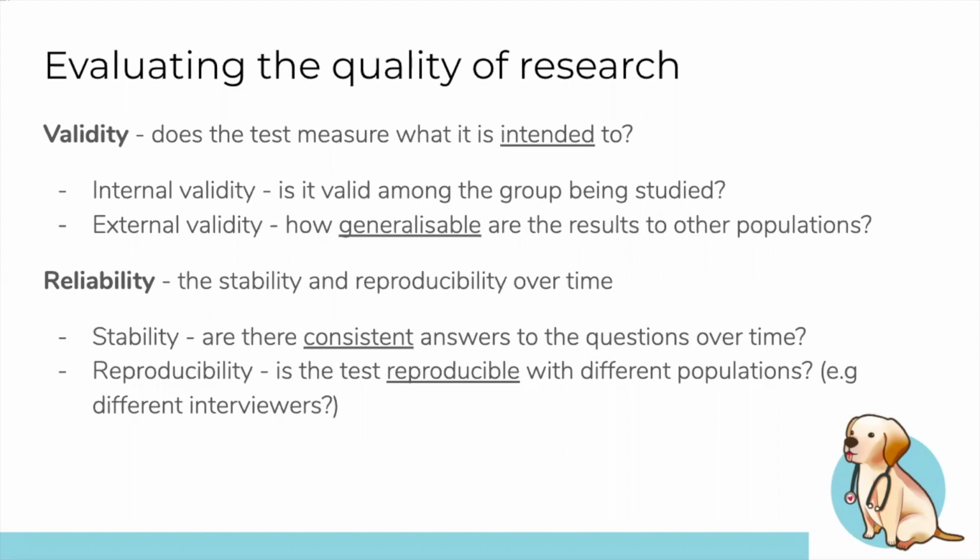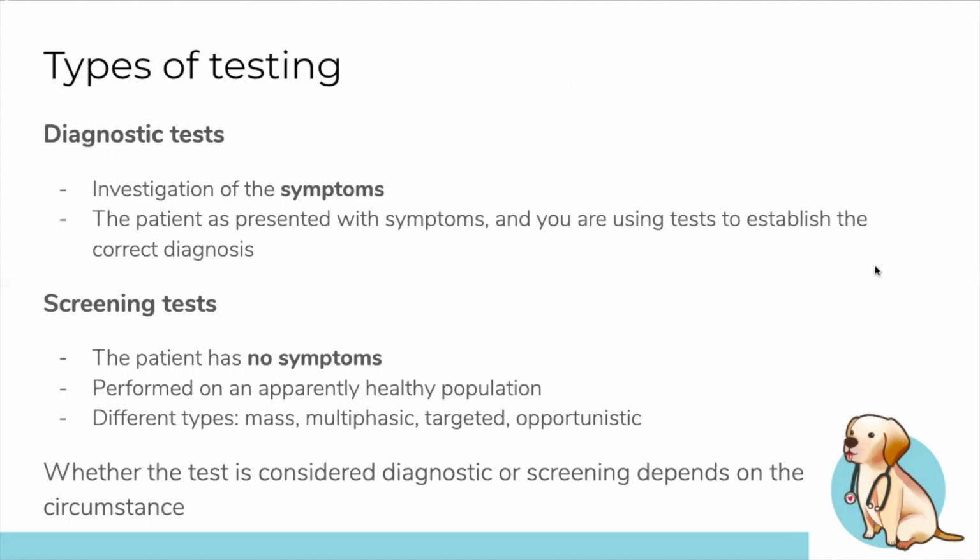And reliability is just whether you can repeat that and get the same results over time. So stability, getting consistent answers, and then reproducibility. If you threw this at a different set of researchers, could they reproduce this with a different population? Okay, types of testing. So you've got diagnostic and screening. Essentially, diagnostic is you're trying to diagnose a condition.